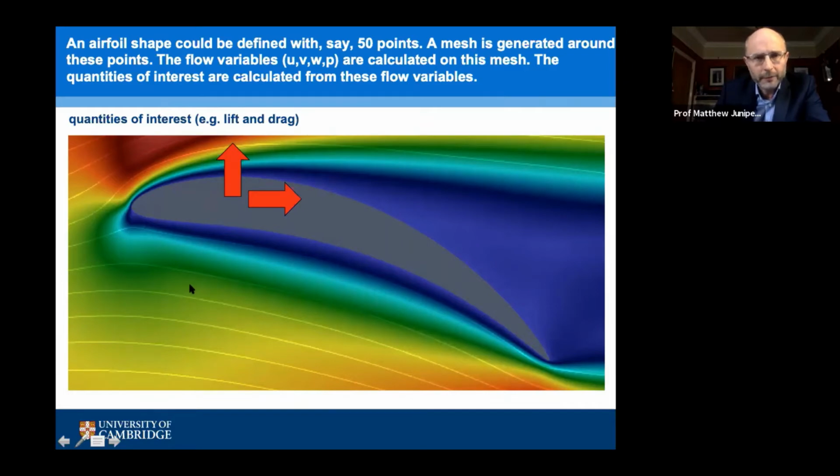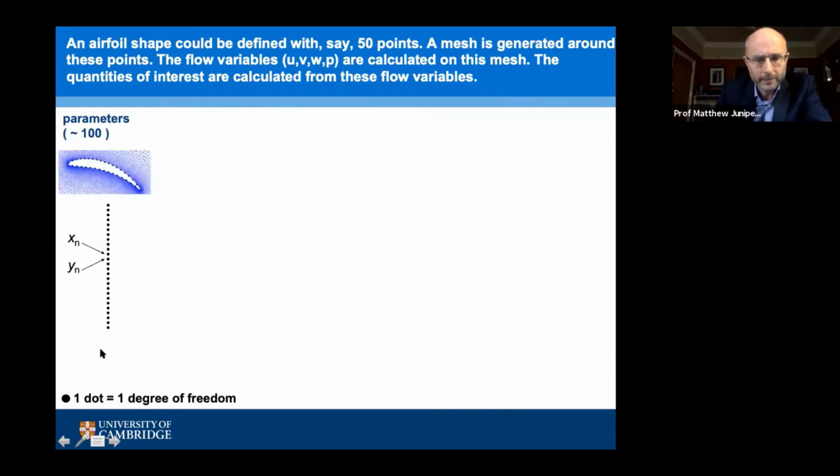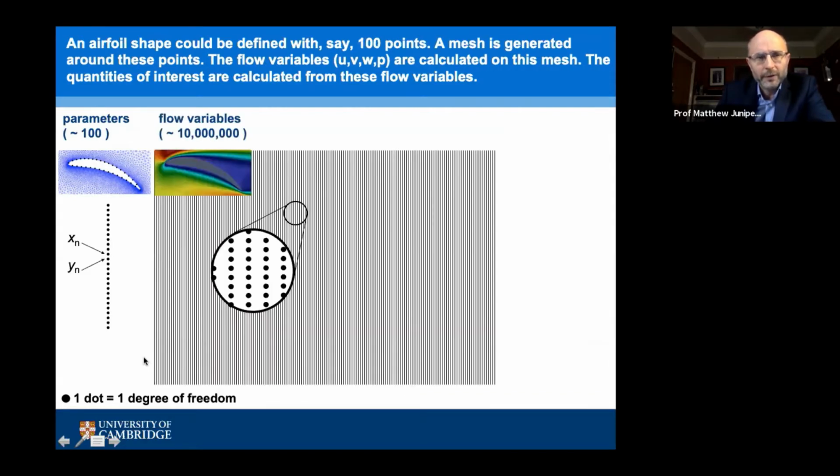So what I've done now is I've represented this in terms of degrees of freedom. We start off with, on the left, 25 dots, but if you get the feeling there's roughly 100 degrees of freedom that define the geometry, each of them represented by a dot. The next stage, when you work out the flow variables on a grid, you have an enormous number of degrees of freedom. I've written down 10 million, but depending on the size of your calculation, it might be 100 million. It could be 100,000. The point is, it's many, many more than the number of parameters that you have.